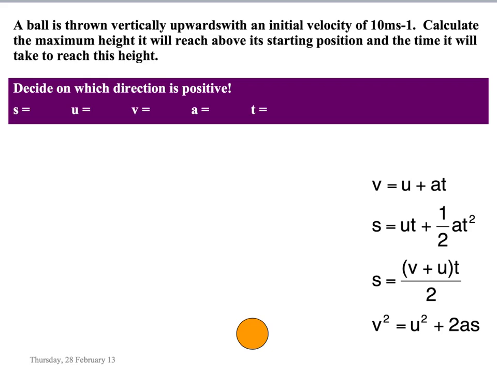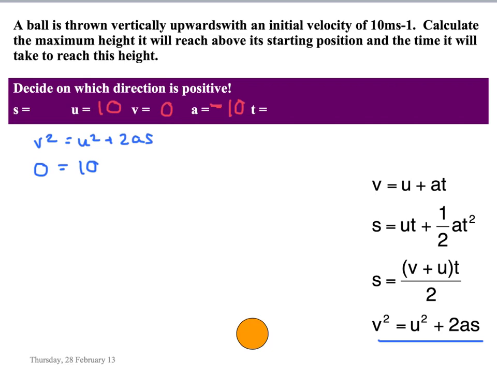So I'm going to work out the height that the ball actually reaches as it's thrown up. I'm going to need an equation that connects S, U, V and A. That equation is my bottom equation here, so I can write that out: V squared equals U squared plus 2AS. I'm then going to put the numbers in. So V is equal to 0, U is equal to 10.